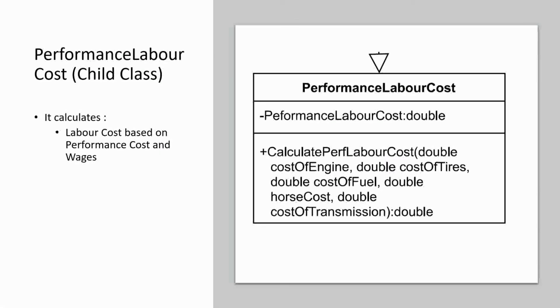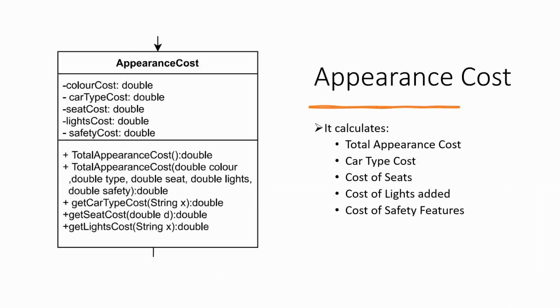This performance labor cost class is the child class of performance cost. It calculates the labor cost for making the car using the performance cost and wage percentage, which is already defined in the code. The next parent class used is the appearance cost, which takes all the inputs mentioned for creating the appearance of the car, and it uses the methods to calculate the specific cost and then the total appearance cost by adding all of them together.